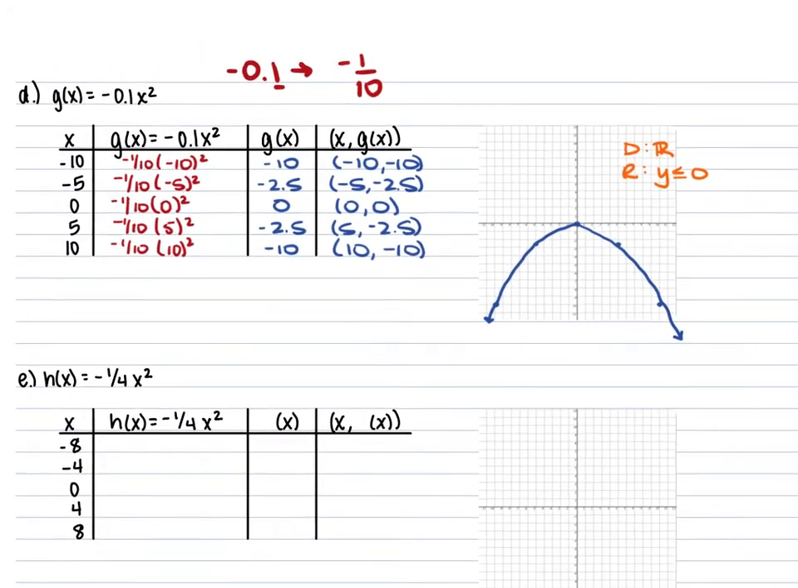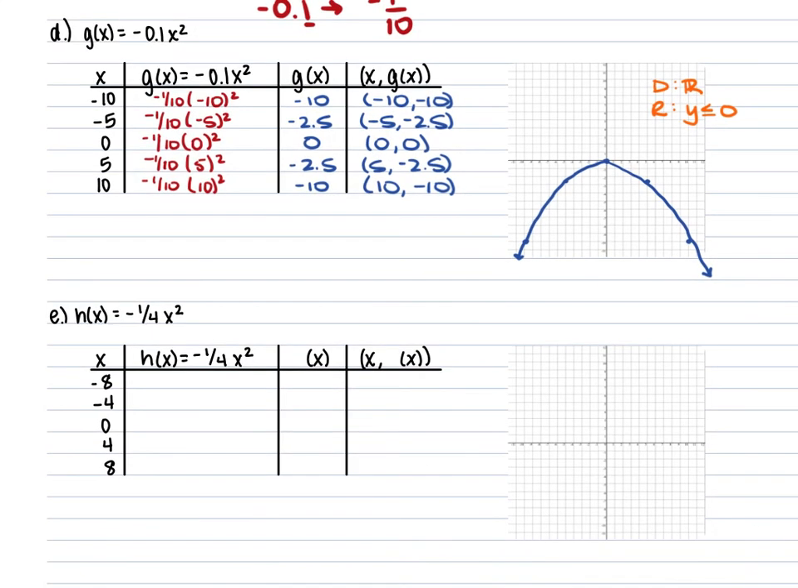For example E, we have h of x is equal to negative 1/4 x squared. We are given negative 8, negative 4, 0, 4, and 8. With this one, I'm also going to do negative 2 and positive 2, because we can use those as well. So negative 8, we plug in, we have negative 1/4 times negative 8 squared. That negative 8 squared is 64, divided by negative 4 is negative 16. So that's negative 8, negative 16. We can do the same thing for the positive 8.